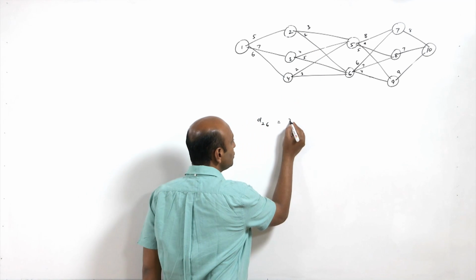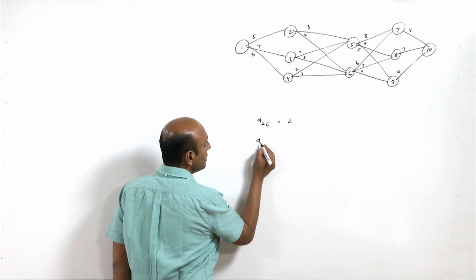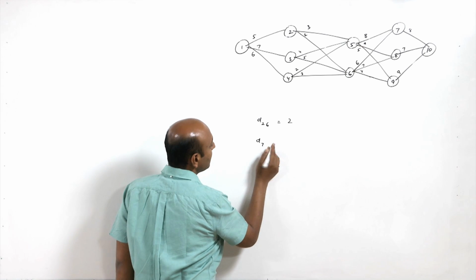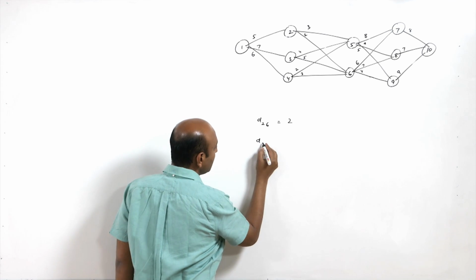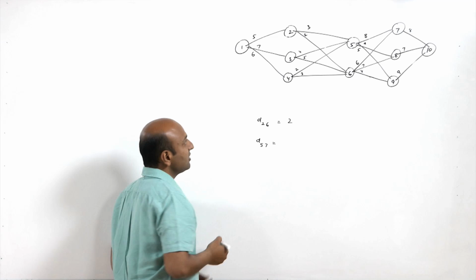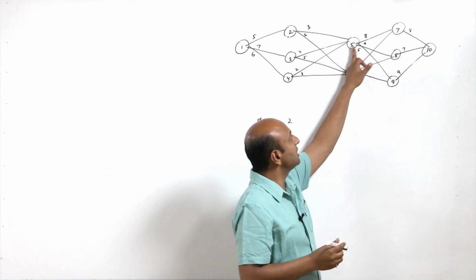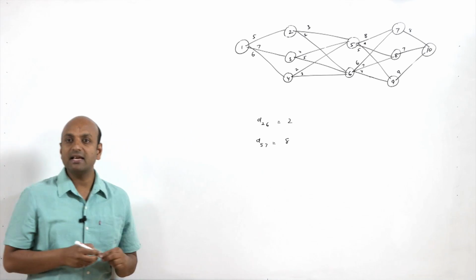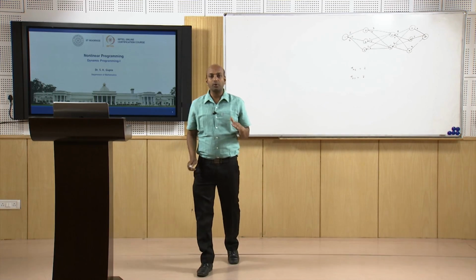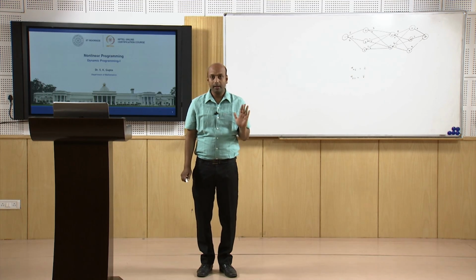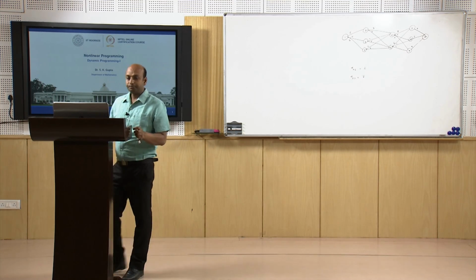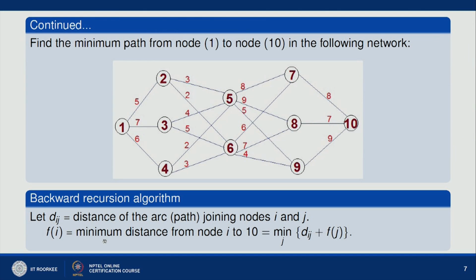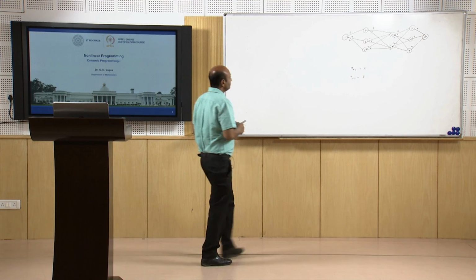So, this is 2. Suppose D57, okay, D57 is the distance from node 5 to node 7, it is of 8 units. So, it is 8. So, dij simply stands for the distance from node i to node j. Okay. Now, if you come to fi, fi is the minimum distance from node i to node 10, okay, from node i to node 10.